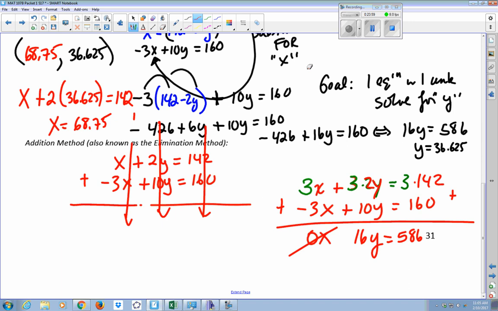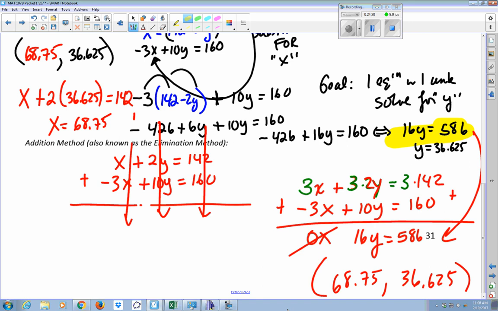Lo and behold, that's exactly what we had up here. Right here, look, 16y equals 586 when we were using the other method. So our answer comes out to be exactly the same, 68.75 and 36.625.